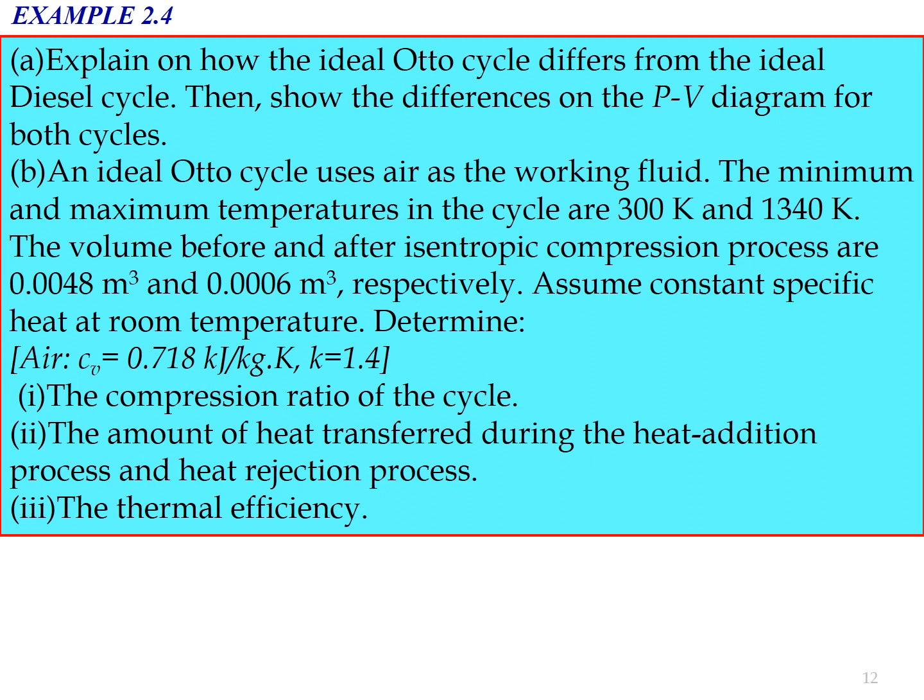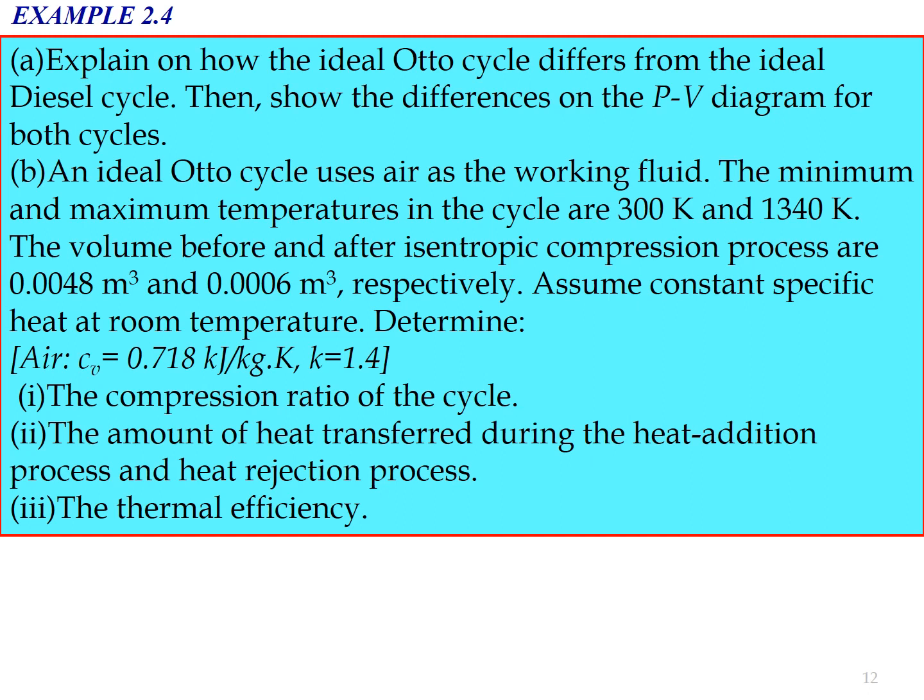An ideal Otto cycle uses air as the working fluid. The minimum and maximum temperatures in the cycle are 300 Kelvin and 1340 Kelvin. The volumes before and after the isentropic compression process are 0.0048 meter cubed and 0.0006 meter cubed respectively. Assume constant specific heat at room temperature.